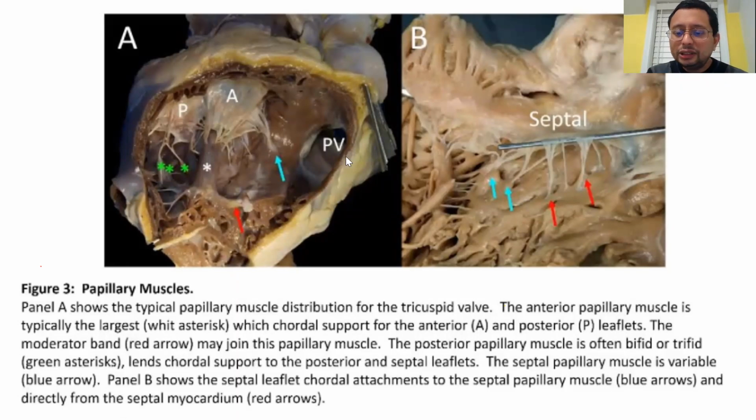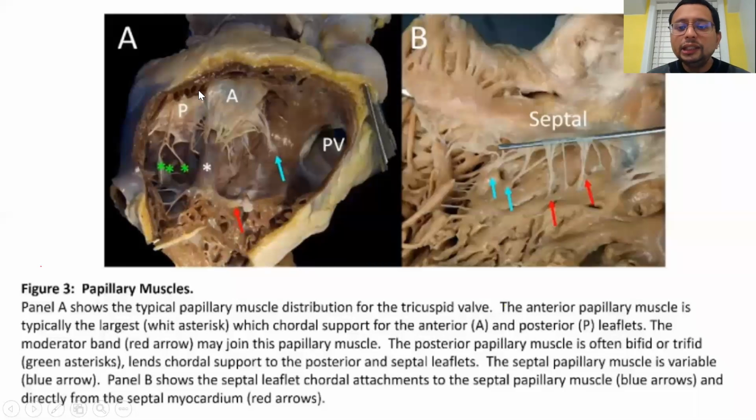All right. So you can see the arrow here. I just wanted to show you the blue arrow here. This here is the septal papillary muscle. This septal papillary muscle only gives chordae tendineae to the septal leaflet. It doesn't give to the anterior and it doesn't give to the posterior.